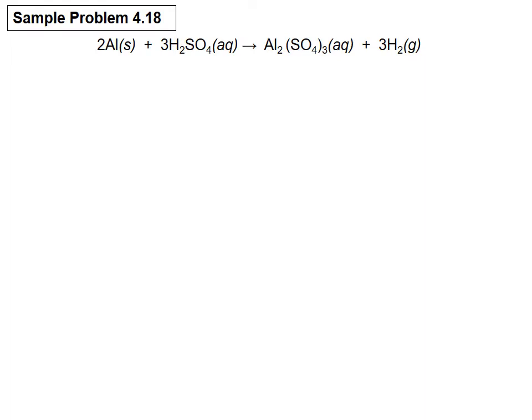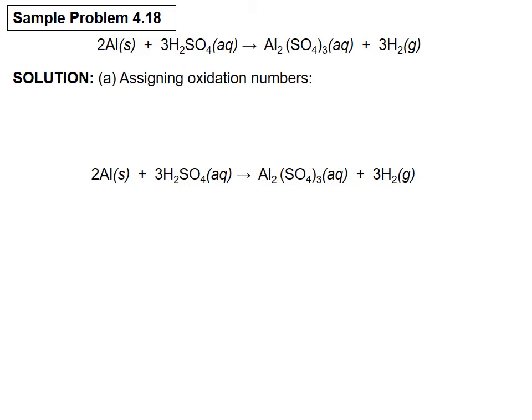So let's look at question A. First, we need to assign oxidation numbers to all the atoms. Aluminum and hydrogen are in their elementary form, so the oxidation numbers are zeros. In sulfuric acid, sulfate as a combined polyatomic ion, the ionic charge is -2. So the 2 hydrogens must be +2 together. Because we have 2 hydrogens, each one must be +1.